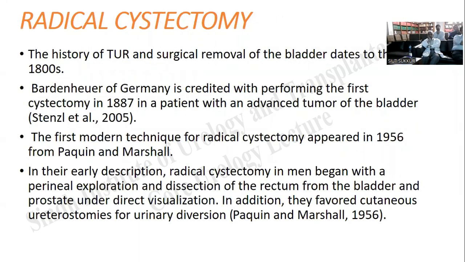Radical cystectomy. The history of transurethral resection and surgical removal of the bladder dates to the 18th century. Bardenheuer of Germany is credited with performing the first cystectomy in 1887 in a patient with an advanced tumor of the bladder. The first modern technique for cystectomy appeared in 1956 from Pequignot and Marshall. In their early description, radical cystectomy in men began with perineal exploration and dissection of the rectum from the bladder and prostate under direct visualization. In addition, they favored cutaneous ureterostomies for diversion.